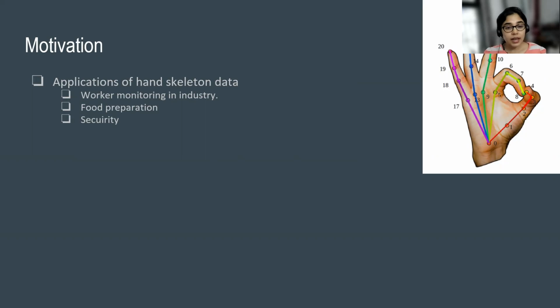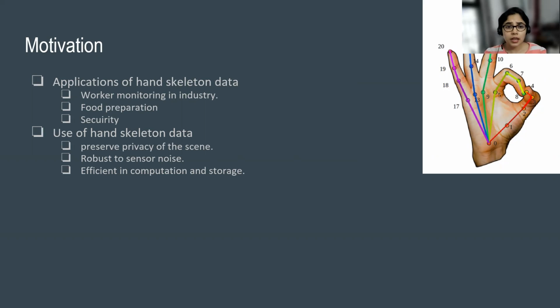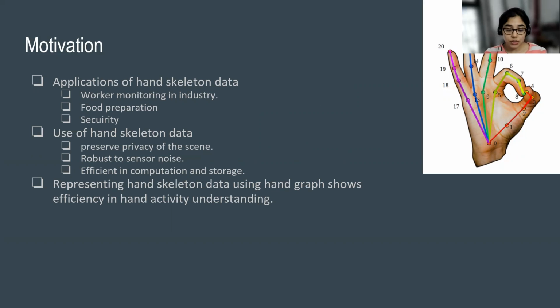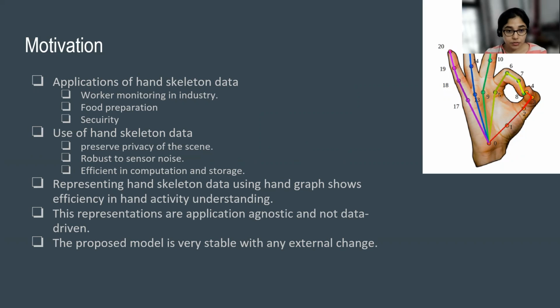Hand skeleton data has many applications, for example, worker monitoring in industry, food preparation, and security and surveillance. The use of hand skeleton data has many advantages over video. For example, it preserves the privacy of the scene. It is very robust to sensor noise and efficient in computation and storage. We can represent hand skeleton data using hand graph very efficiently, and it has shown very good performance in the past.